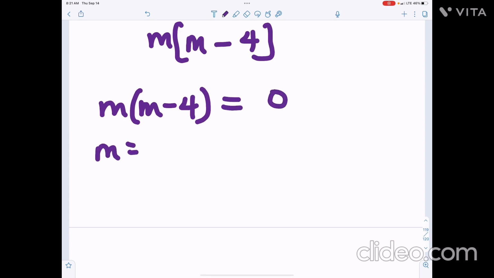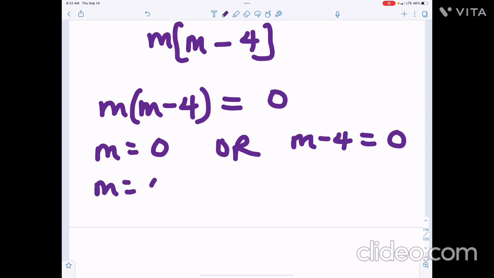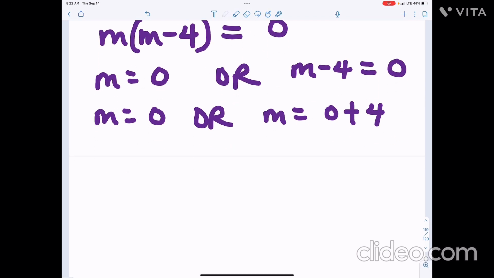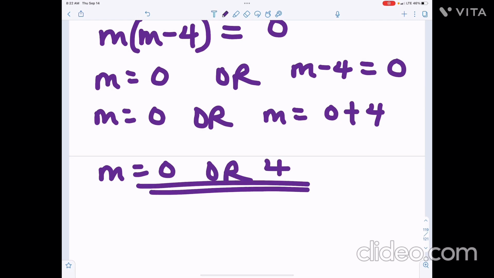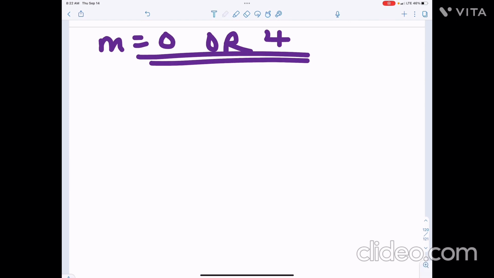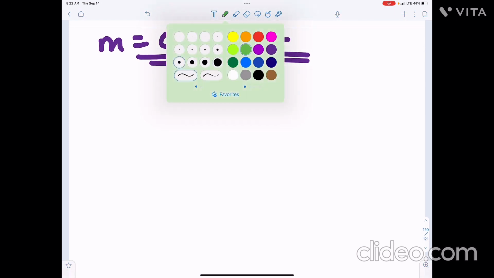That gives m is 0, or m minus 4 is 0. So m is 0, or m is 0 plus 4. That's equal to what? m is 0 or 4. So that ends that. Take note of that question. It's a bit different from the first examples we did.